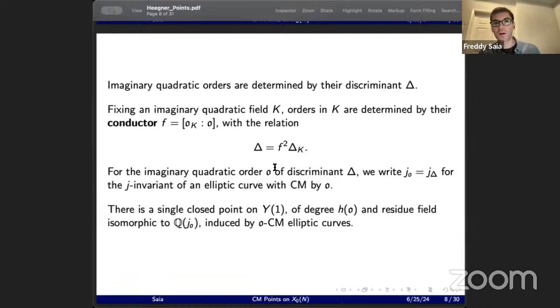And if we fix an order, O, say of discriminant delta, we'll write J of O or J of delta for the J invariant of an elliptic curve with CM by that order.